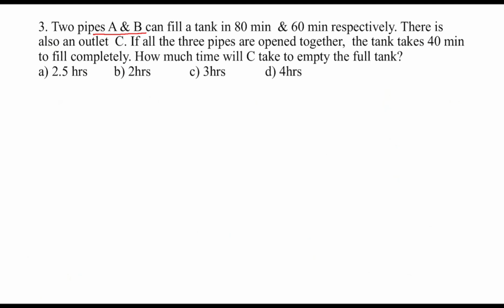First, 2 pipes A and B can fill a tank in 80 minutes and 60 minutes. A will fill the tank in 80 minutes, so filling we indicate with plus, and B will fill in 60 minutes. And there is also an outlet C. There is one more pipe, the outlet pipe C, which will empty the tank. A and B are inlet pipes and C is an outlet. Outlet means it will take water away from the tank.